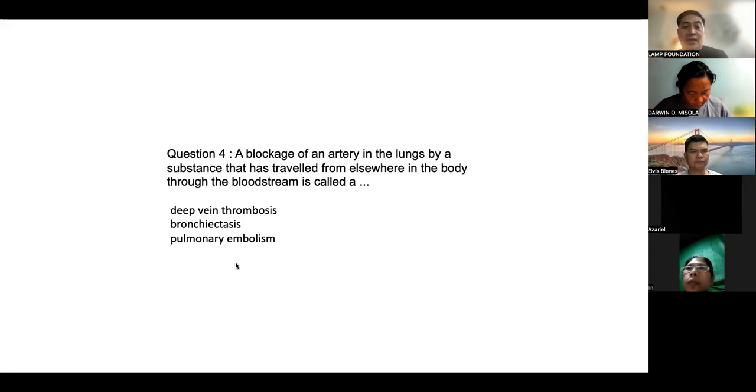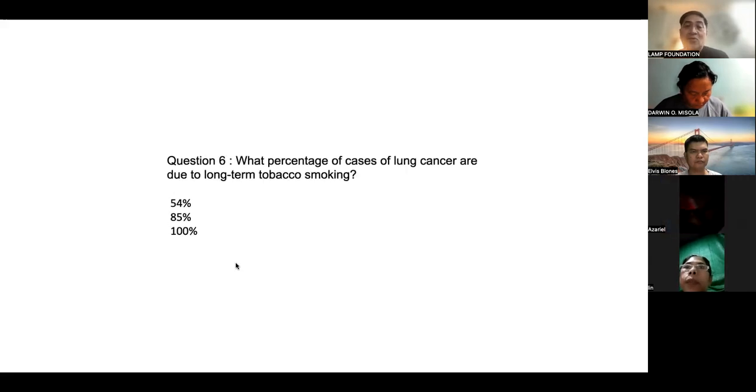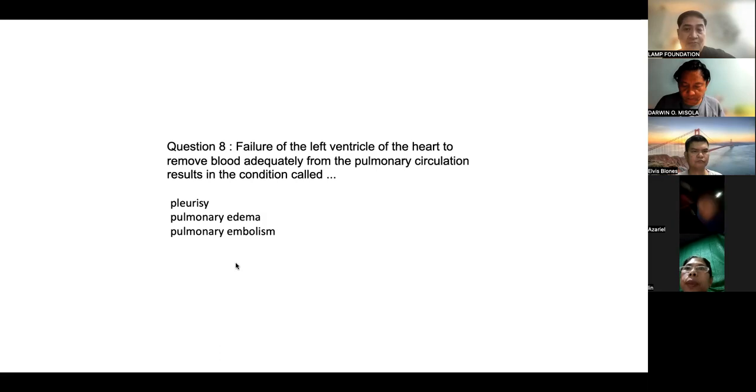A blockage of an artery in the lungs by a substance that has traveled from elsewhere in the body through the bloodstream is called pulmonary embolism. Emphysema is an older term for COPD. What percentage of cases of lung cancer are due to long-term tobacco smoking? 85%. Which of the following is an inflammatory condition resulting in a cough, difficulty breathing, rapid breathing, and a fever?